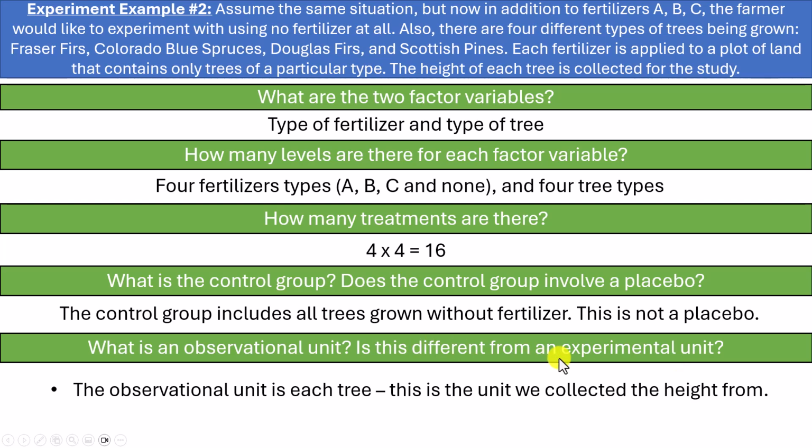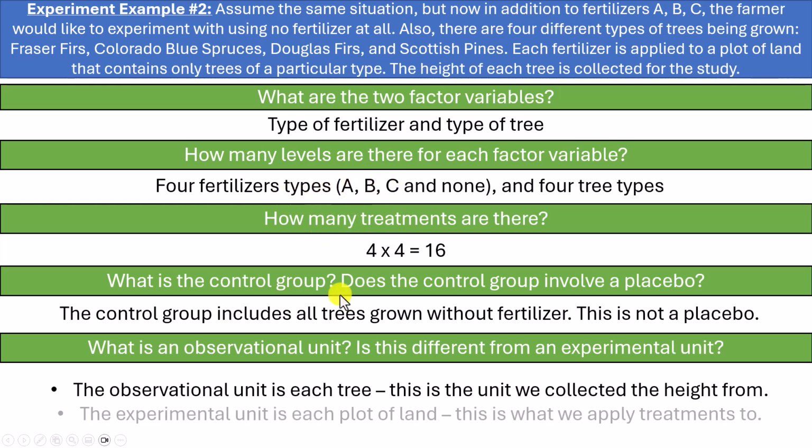But then you have to ask yourself, what is the experimental unit? The experimental unit is what we apply the treatment to. And we are applying the treatment. I would probably think about this as, mostly focusing on the fertilizer types. The experimental unit is really applied to each plot of land. And that's what we're applying the treatments to. So the experimental unit in this case would be a plot of land.